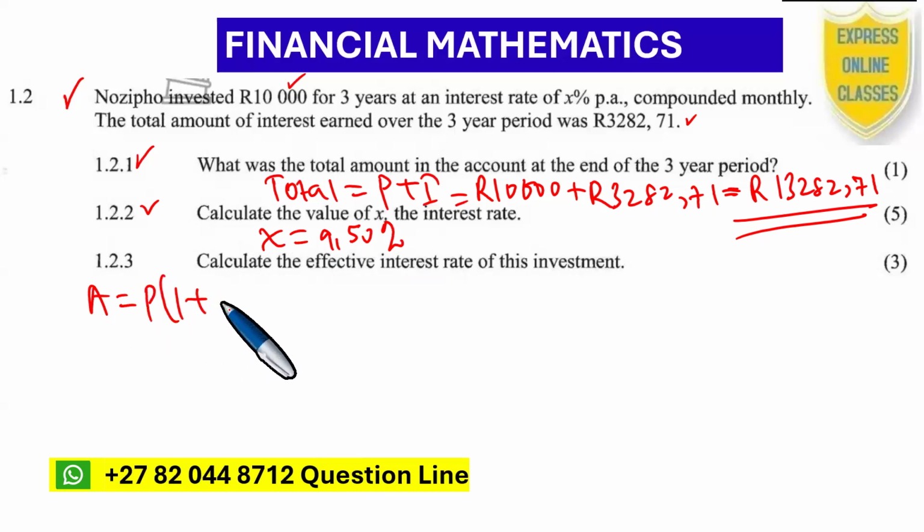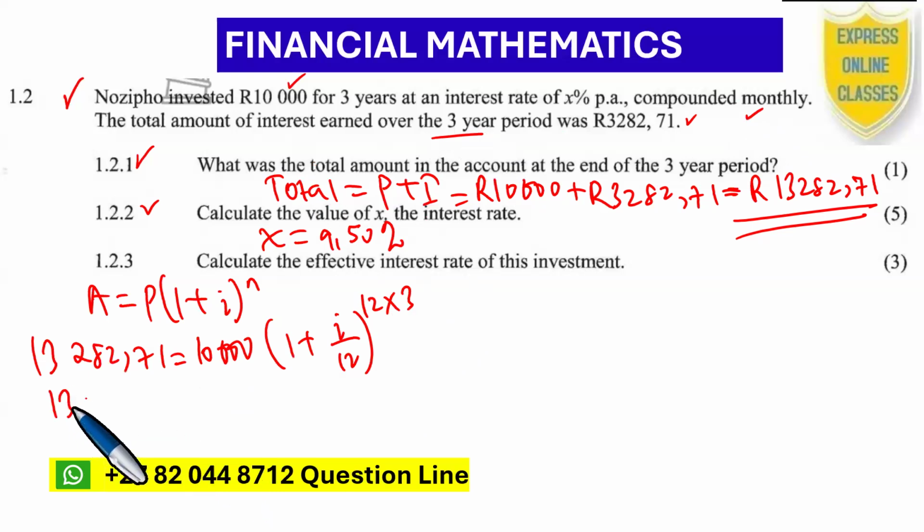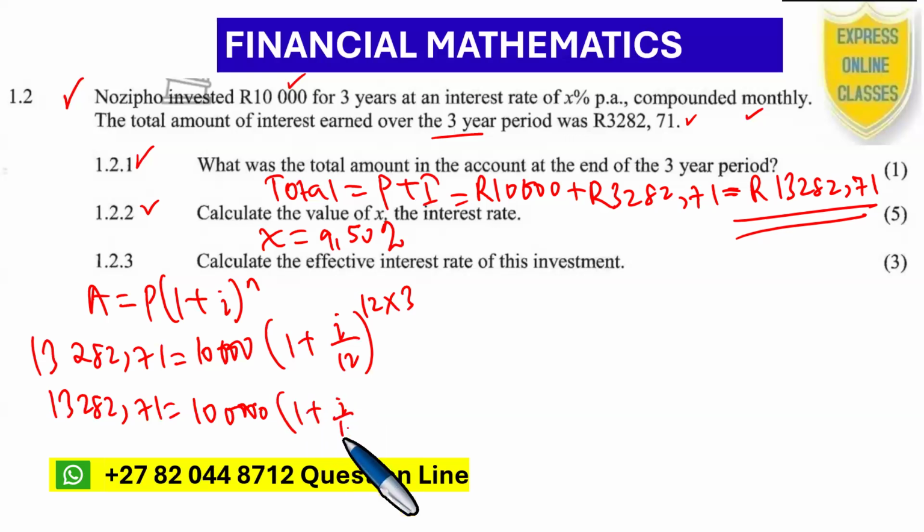1 plus i, to the nth power. The future value is 13,282.71. The present value is 10,000. The interest rate, because everything is compounded monthly, is divided by 12, multiplied by the number of years, 3. Right, which is 13,282.71, which is exactly 10,000 times 1 plus i over 12 raised to 36.